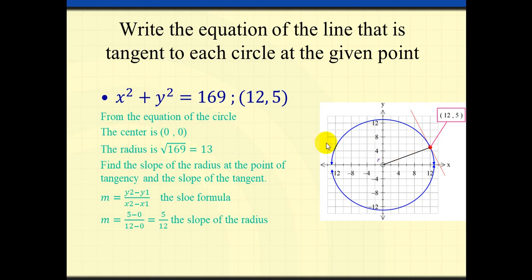We can plot the circle as shown. The center is (0, 0), radius equals 13. We need to get the equation of the tangent passing through the point (12, 5), the equation of this line. We have a line of the radius, its end points are the center and the point (12, 5).